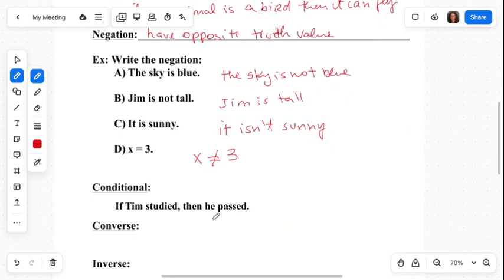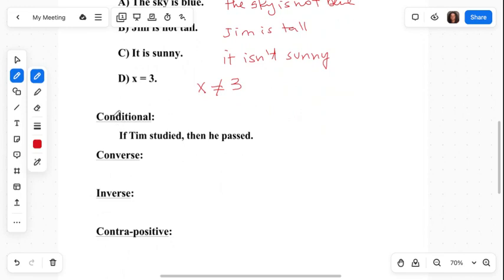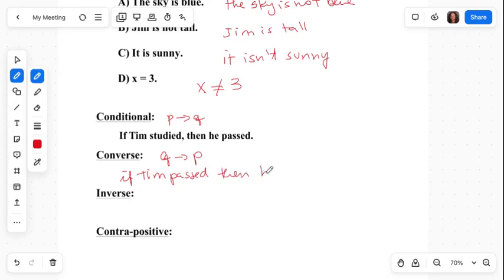Here is what I would highlight for this lesson: conditional statement, the converse, the inverse, and the contrapositive. As we talked about, a conditional statement is if P, then Q: the hypothesis, then the conclusion. For example, if Tim studied, then he passed. This would be the conditional statement. The converse is when you flip the order: if Q, then P. In this case, we can say that if Tim passed, then he studied.